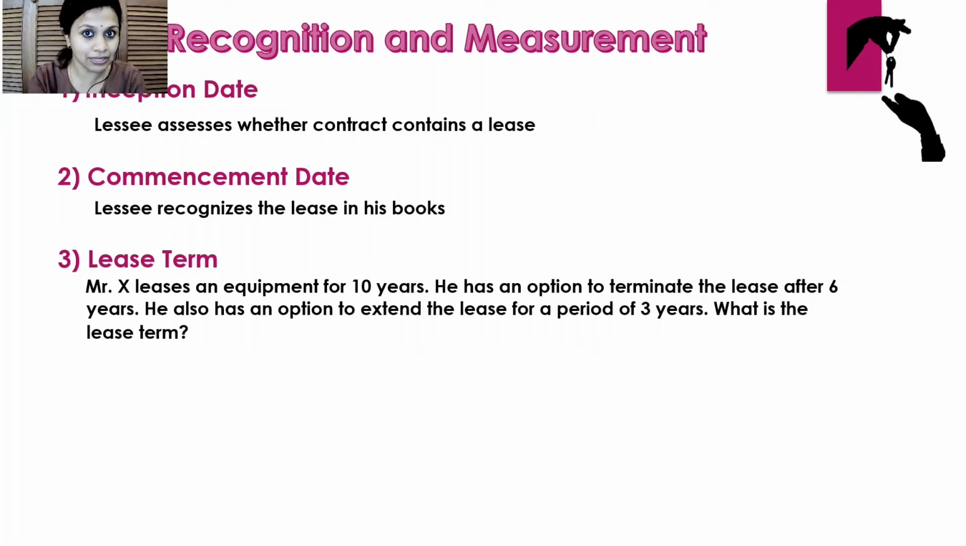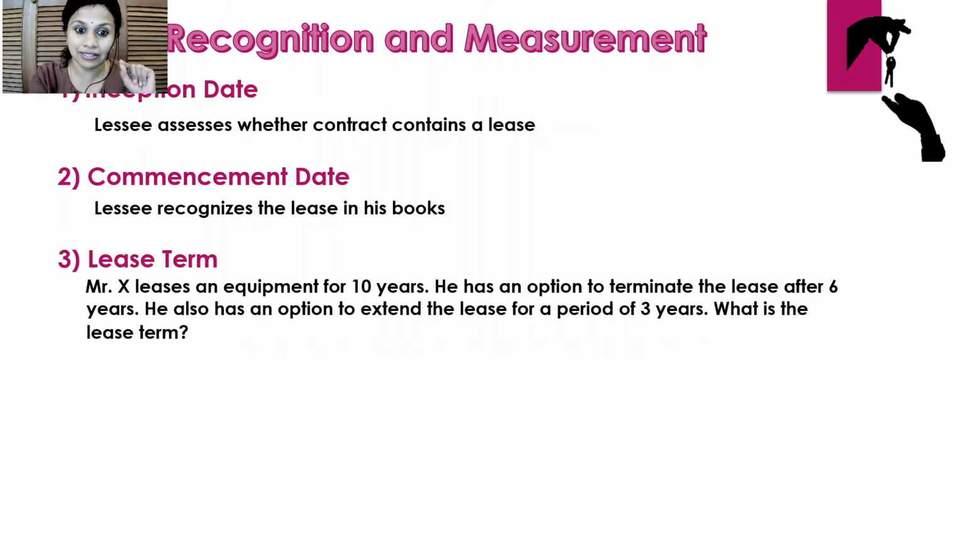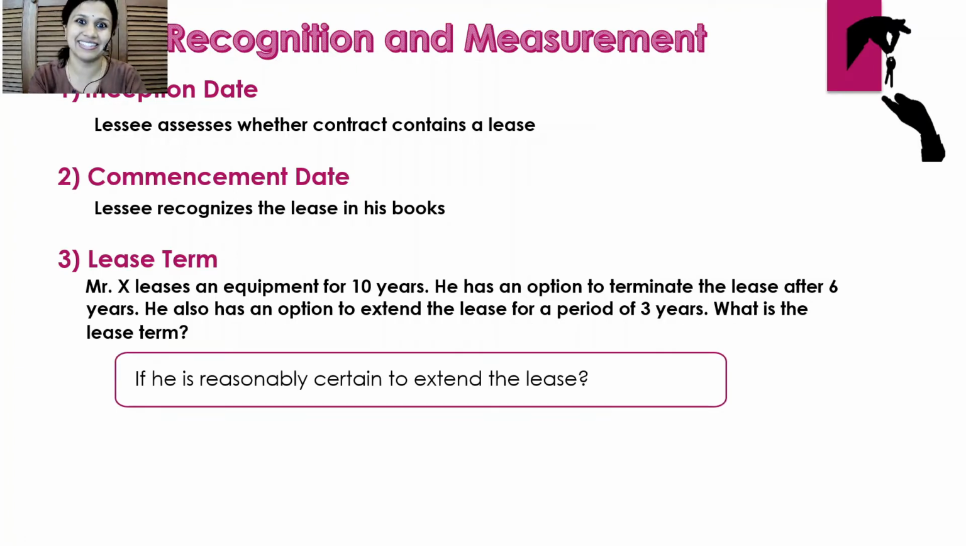Now, instead of terminating the lease, let us say that he is reasonably certain not to terminate the lease, but also not to extend the lease. In this case, we cannot consider the additional period of 3 years in the lease term. So, the lease term will be the original 10 years for which he leases the equipment. Now, finally, what if he is reasonably certain to extend the lease? In this case, not only will you take the original lease term of 10 years, you will add the additional 3 years and your lease term is 13 years.